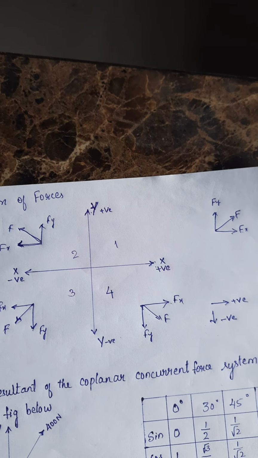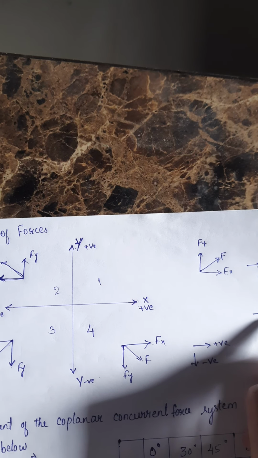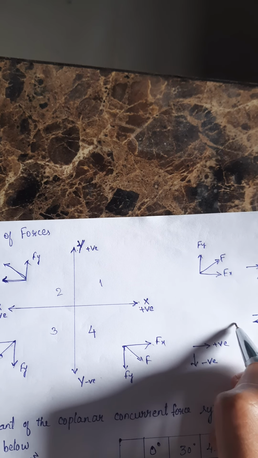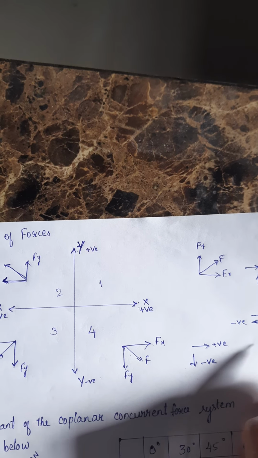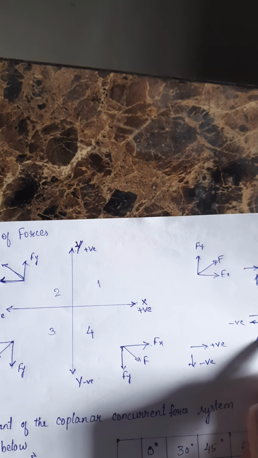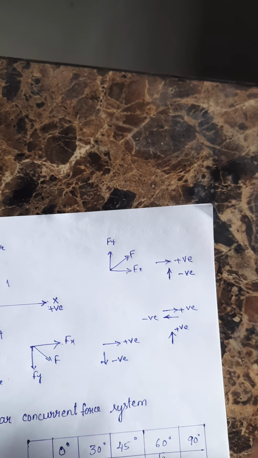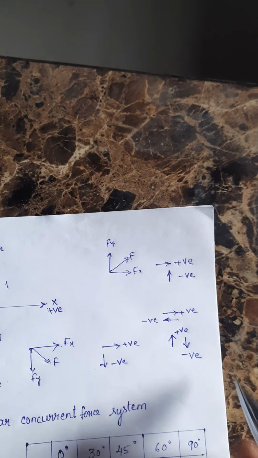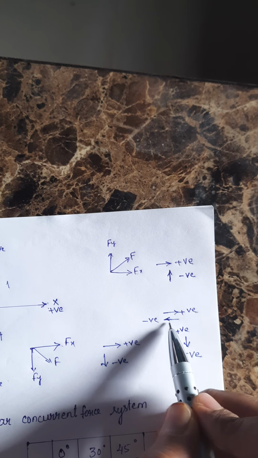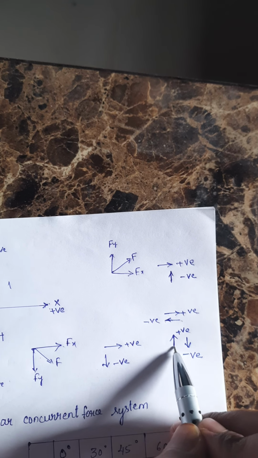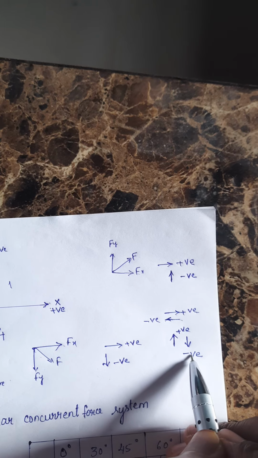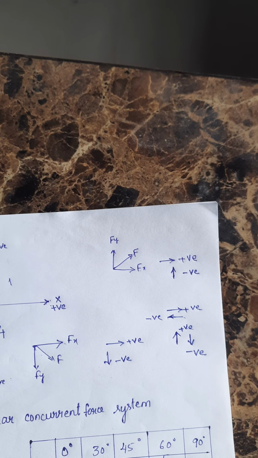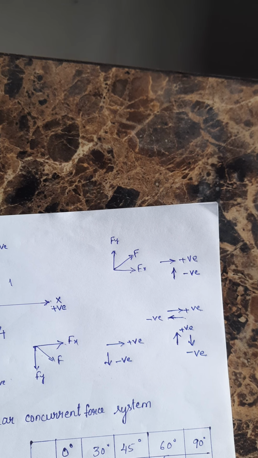In general, what we can write is, rightward forces are positive in the horizontal case, leftward forces are negative. And similarly, upward forces are positive and downward forces are negative. Rightward force is positive, leftward force is negative, upward force is positive, downward force is negative. This is our sign convention. It is really simple and it remains the same for each and every problem.